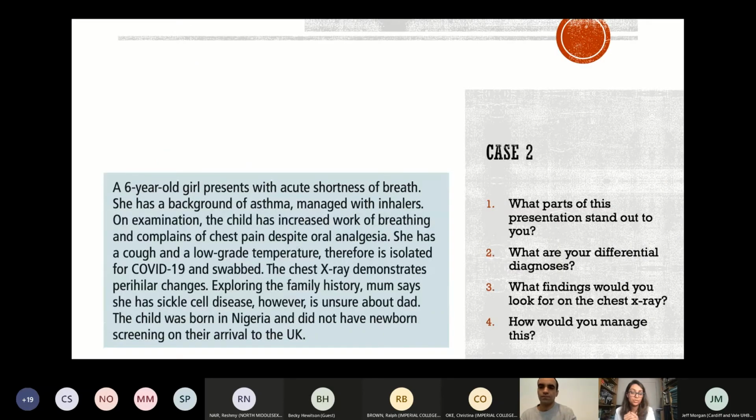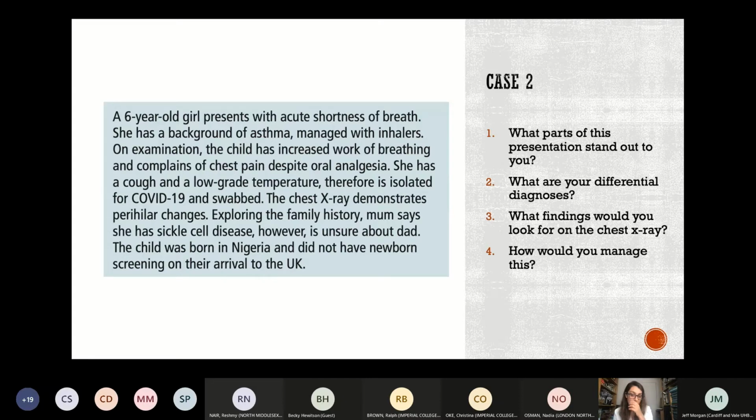Now, case 2. So give you a couple of minutes on this slide just to have a little read. So here we've got a 6-year-old who's presenting with acute shortness of breath. She's got a background of asthma, which is managed with inhalers. When you examine the child, you notice that there's increased work of breathing and they're complaining of chest pain despite some oral analgesia. She's got a cough and a low-grade temperature, so you isolate her for COVID-19 and you get her swabbed. The chest x-ray that you've done, you can see some perihilar changes there, and you're exploring the family history when mum says that she's got sickle cell disease, but she's not very sure about dad.